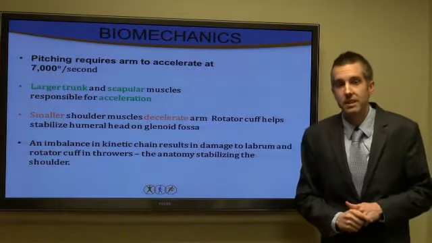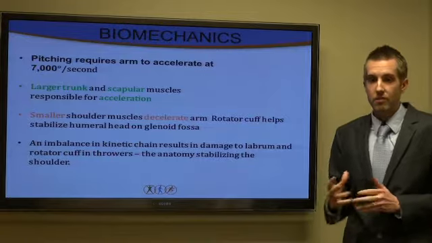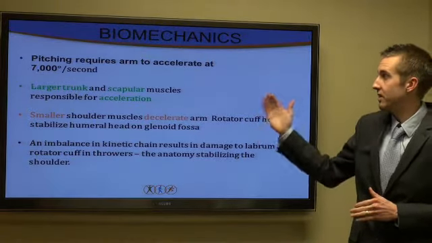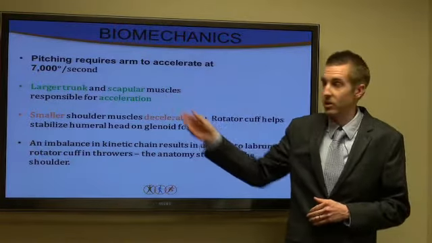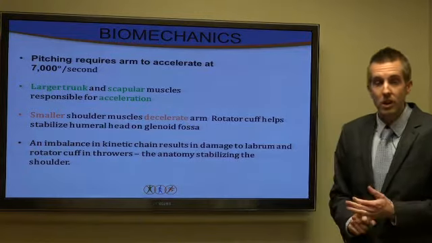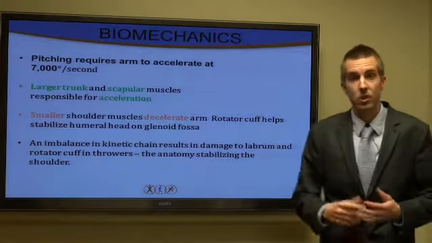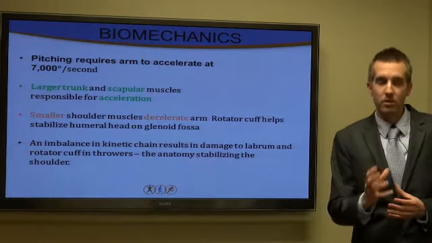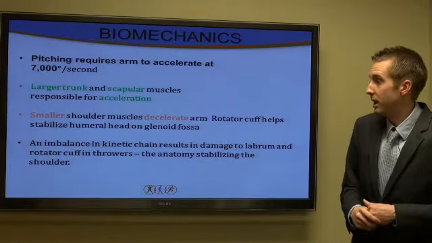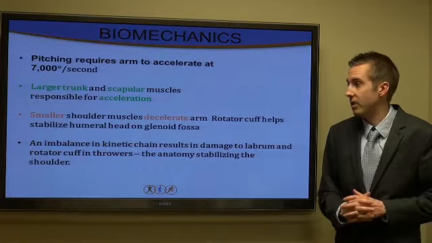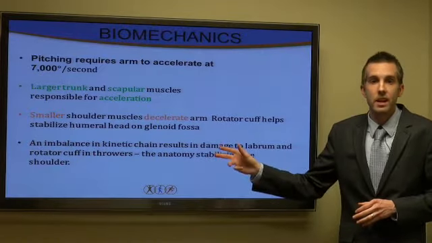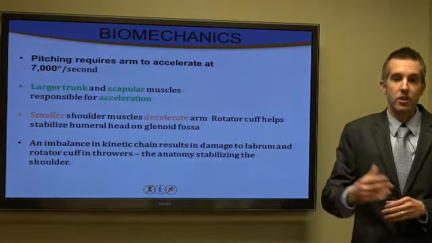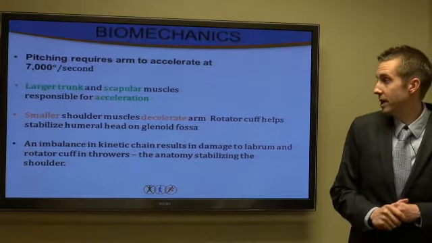Looking at the biomechanics, for a pitcher to throw a pitch, the arm has to accelerate at 7,000 degrees per second. Now, the larger trunk muscles as well as the scapular muscles are responsible for getting that arm in motion. However, the smaller muscles, the rotator cuff, are responsible for slowing down and decelerating. If there's any imbalance, especially on the deceleration, you can easily have a shoulder injury.